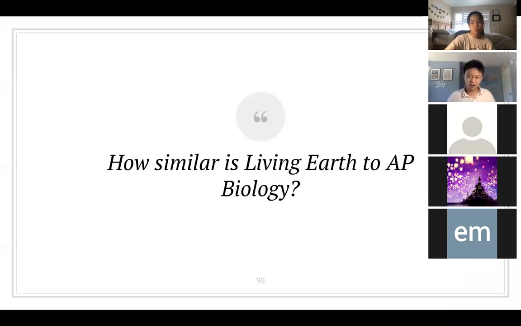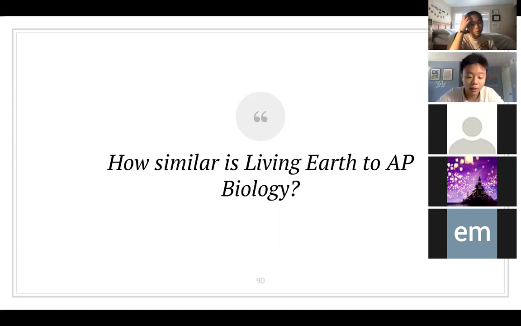Living Earth and AP Biology. Those 2 are very different classes. I took Living Earth in my freshman year and I took AP Bio in my junior year. And I walked into AP Bio not remembering a single thing from Living Earth. Of course, they have some material that overlaps. For example, I do remember doing DNA.